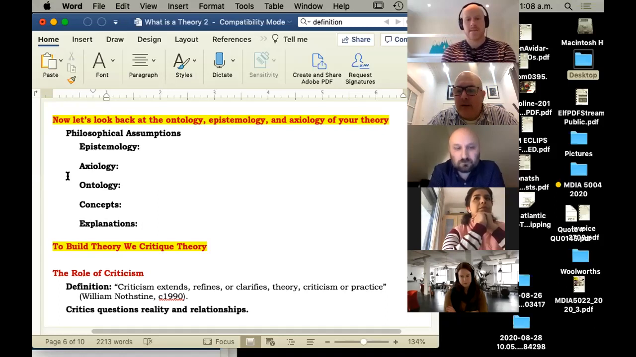And we want to find a way to reduce the variables that we have to study. And that's fine, but that's theory building. And then rhetorical criticism can refer to theory, criticism, or practice. And so in this case, we're talking about theory.